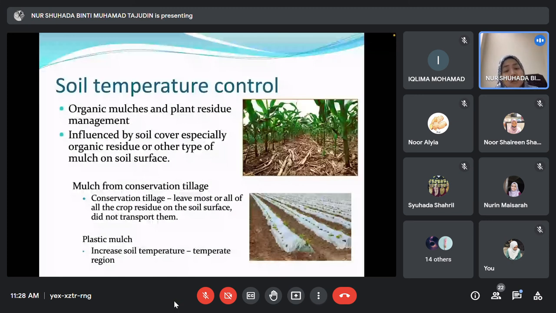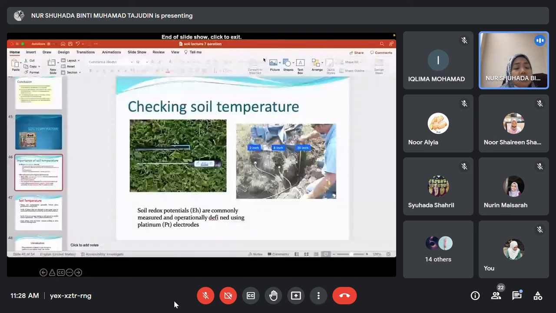Okay, then how we want to check the soil temperature adalah kita guna what we call as in situ device. Okay, can we check the temperature? Okay, so that's all untuk temperature.